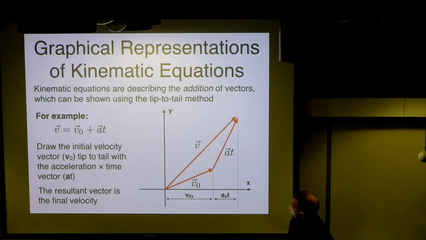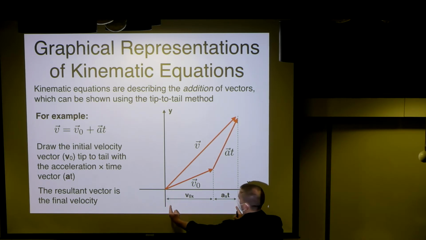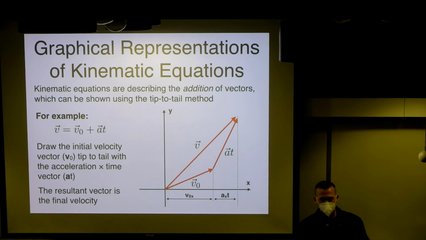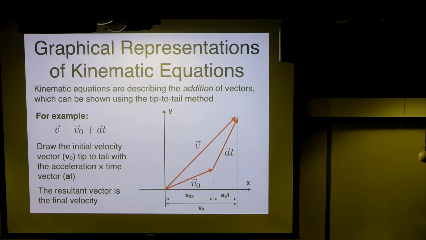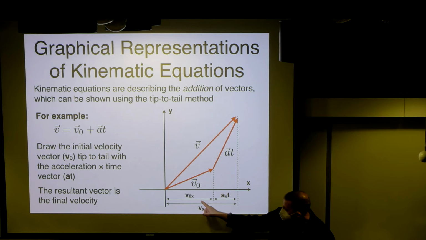Notice that this exactly matches the x component of our resultant vector, doesn't it? Because if we project our resultant vector down, it goes all the way from here to here, right? So that gives us Vx, our final velocity in the x direction. So hopefully you can just visually see that Vx equals v naught x plus axt. I showed you that before, right?